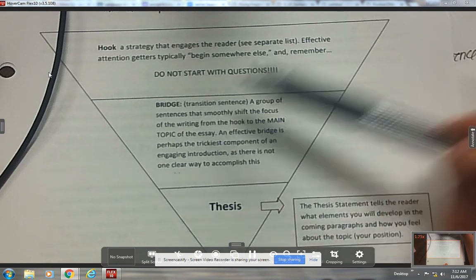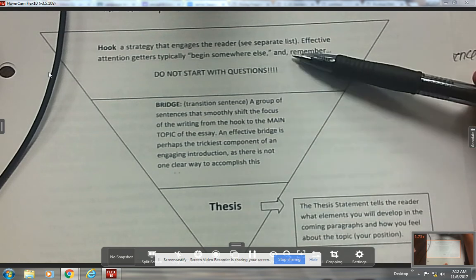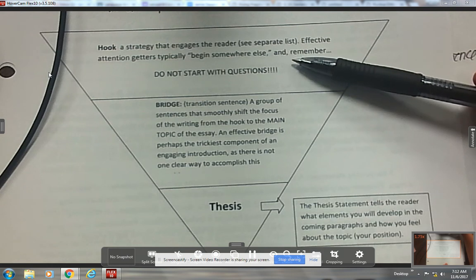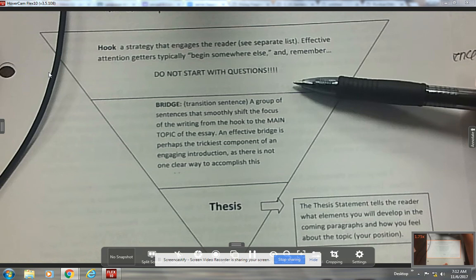We have our first part as being the hook, which you're familiar with from last year. The hook is what gets your reader's attention, and it begins somewhere to make that paper memorable for your reader.